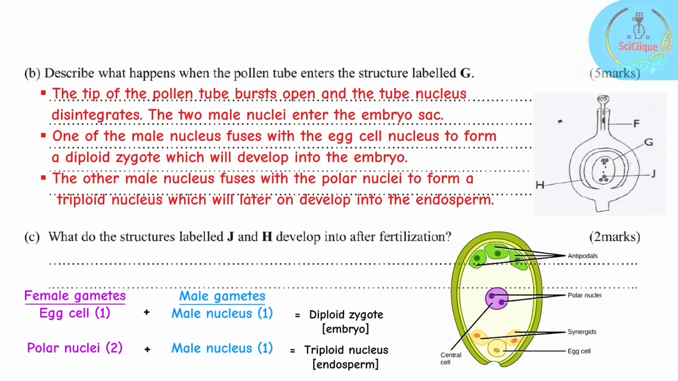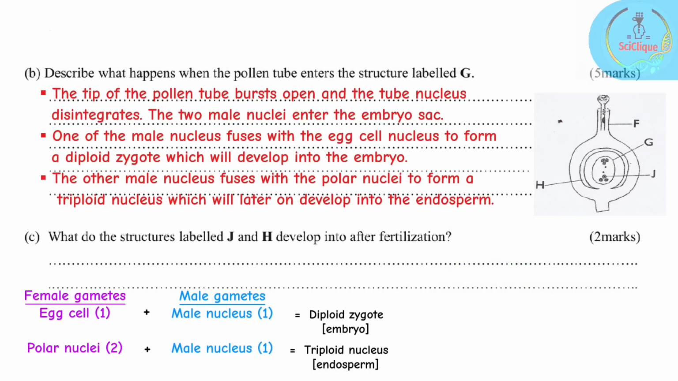Now in case you're wondering, hey, what is with this process? This is actually a process that ensures that the endosperm, the one that is used for the storage of food, will only develop if the egg has been fertilized. So it's actually a quite effective process.